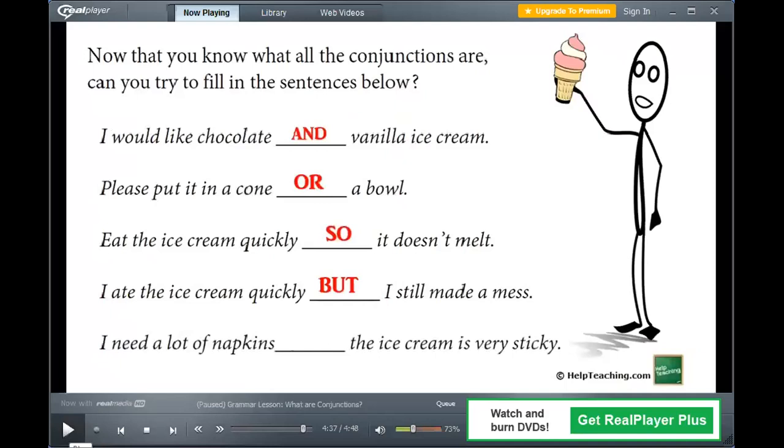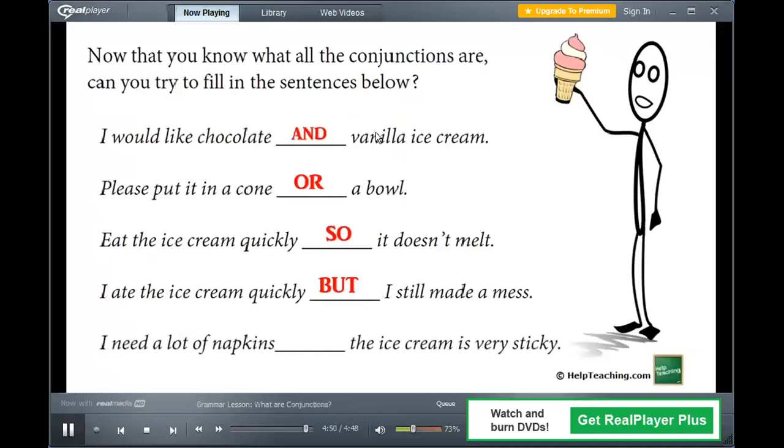The last example is, I need a lot of napkins, dash, the ice cream is very sticky. Let's see the answer. So the answer that goes there is "so."